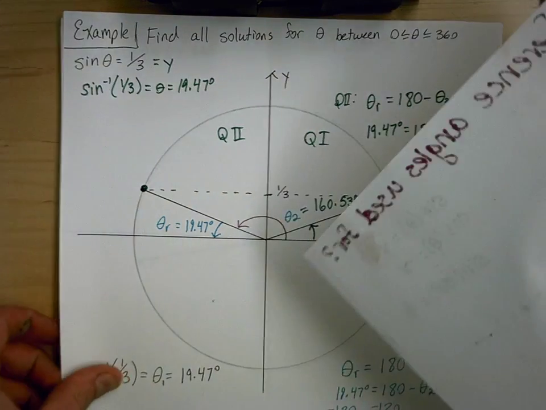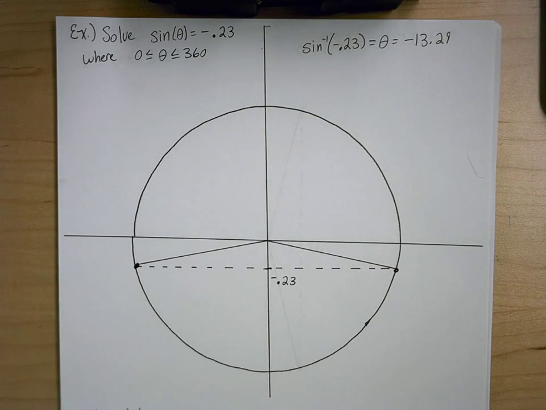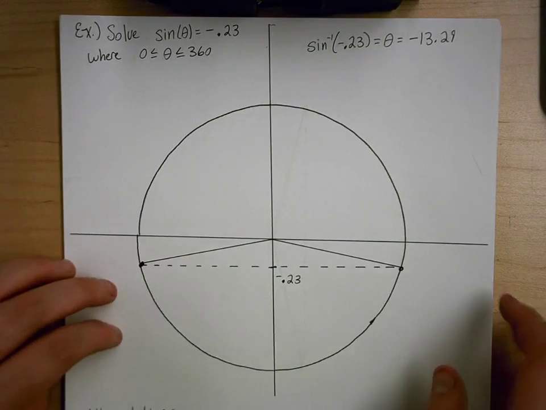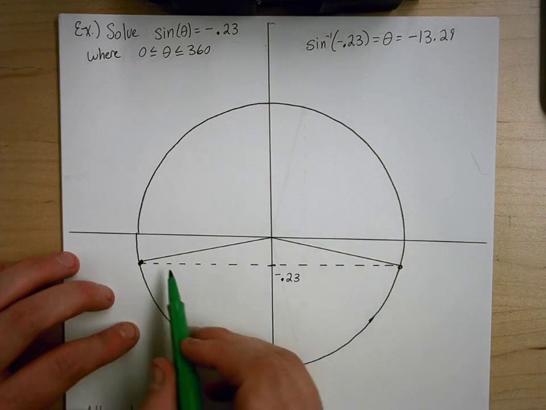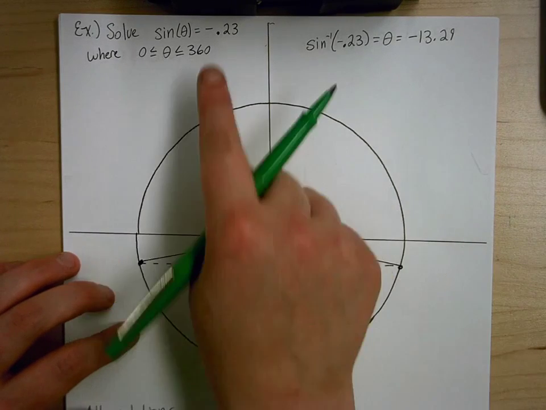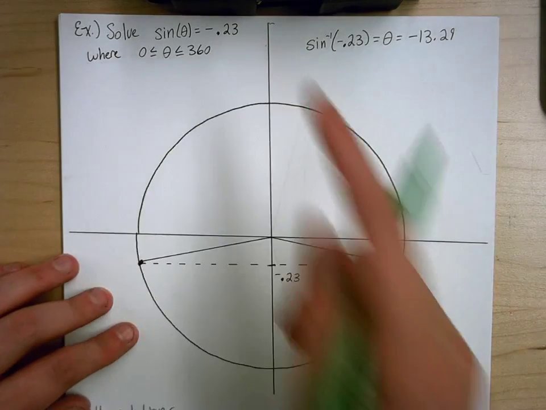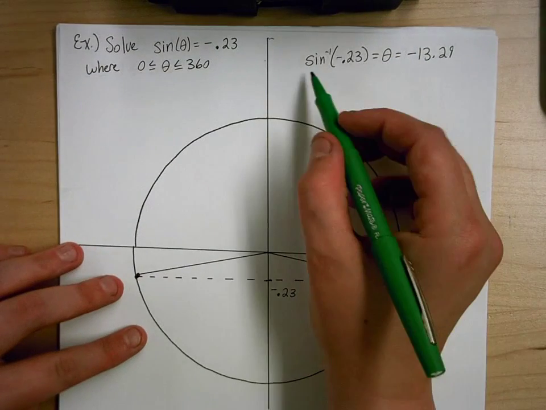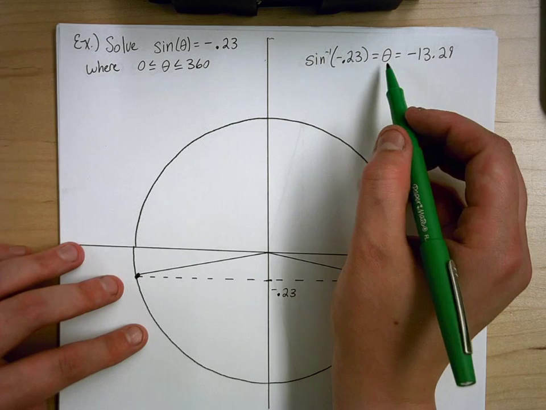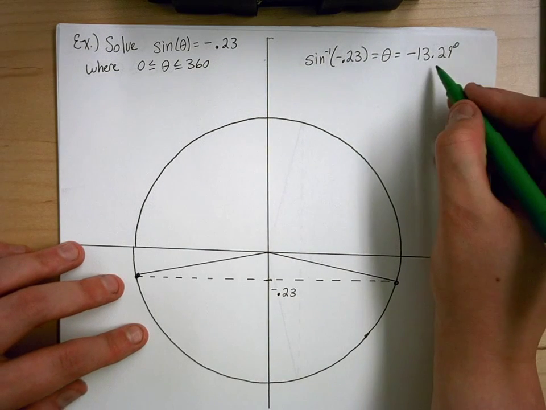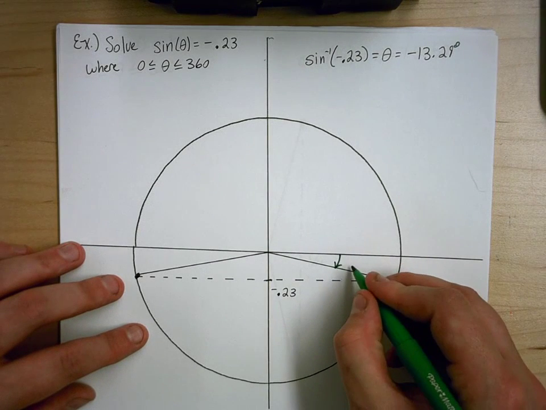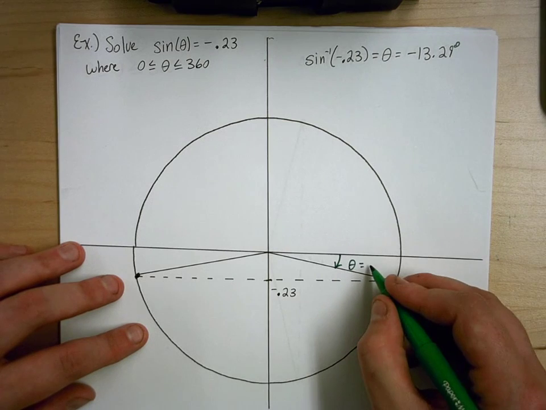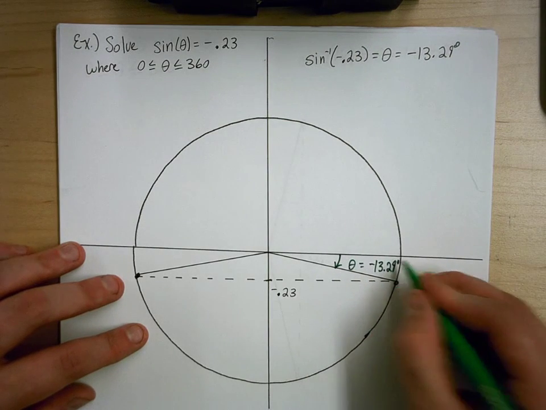Okay, so let's try another one. All right, this time we're going to do a negative. Okay, so now we're doing a negative y value, so we're going to be down here on the unit circle. And again, we're going to have 2 points where sine equals negative 0.23. Okay, so what I'm going to do is that I am going to take sine inverse of this to equal theta. Okay, I plug in my calculator, I'm going to get negative 13.29 degrees. So this theta equals negative 13.29 degrees.